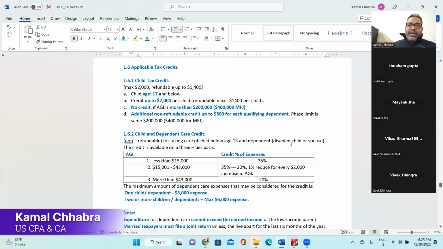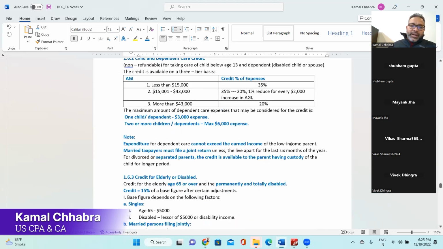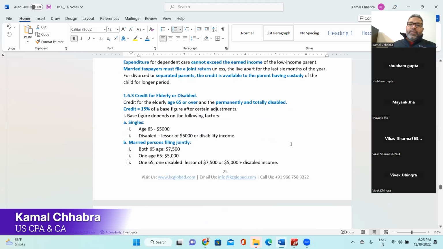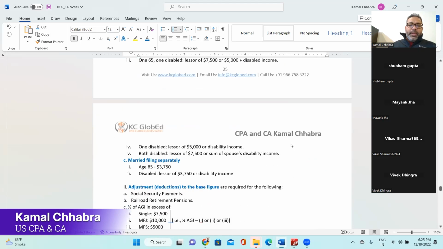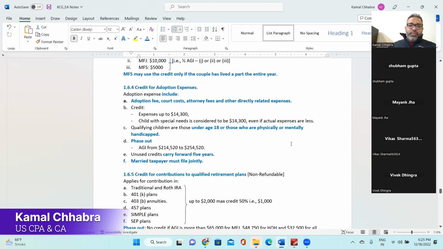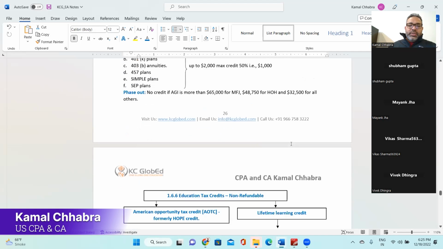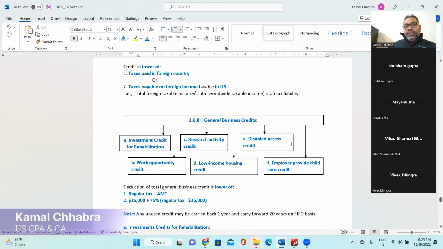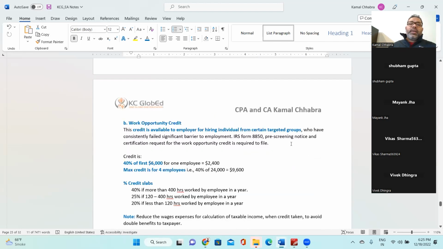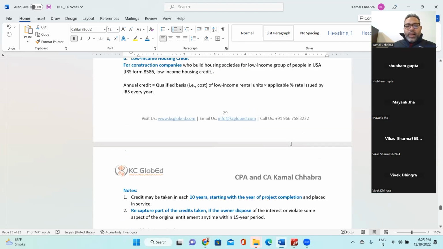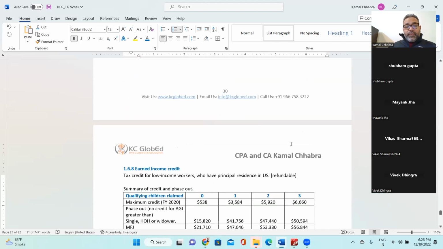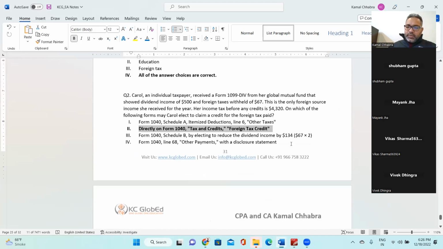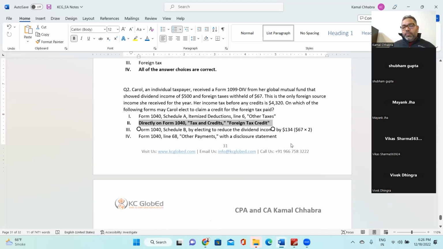We have covered the child tax credit, child and dependent care credit, credit for elderly and disabled people, then credit for adoption expense, credit for contributions, and then education tax credit. Then we covered foreign tax credit, general business credit, and earned income credits. All kinds of tax credit we have covered, and we have done a couple of examples as well, right? So more than 85%, more than 90% of your chapter 1 is done.